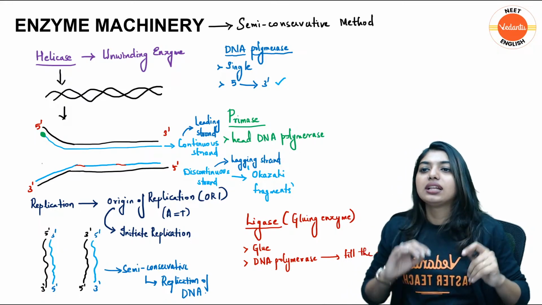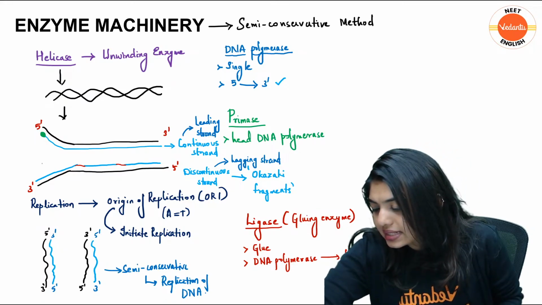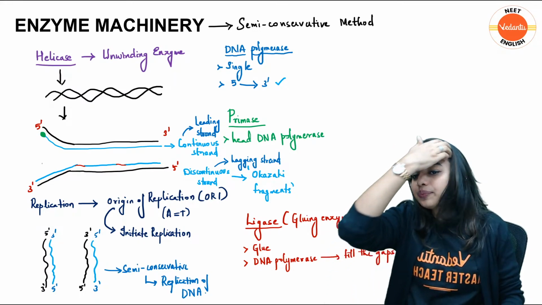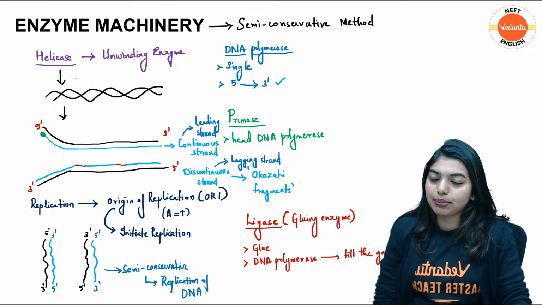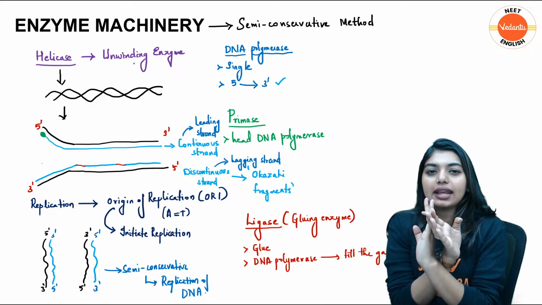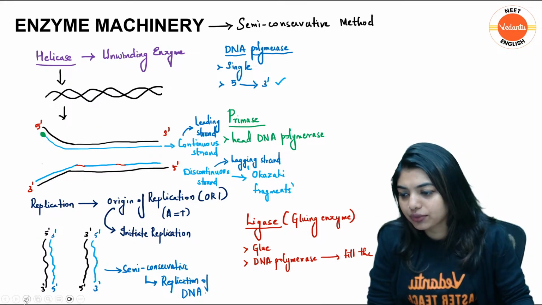Done. This is all your enzyme machinery. Yes or no? Clear? Very easy. So students, what is happening? First, unwinding is happening with the help of helicase. Unwinding enzyme will unwind this DNA helical structure to a replication fork. This is called the replication fork. Let me label it.